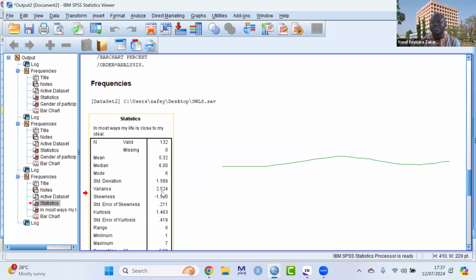What about the variance? Remember, standard deviation has to do with how the scores spread in your data set. That is what standard deviation measures. The same thing with variance. Both of them are the same in terms of what they measure. And one is related to the other. In fact, standard deviation is what?